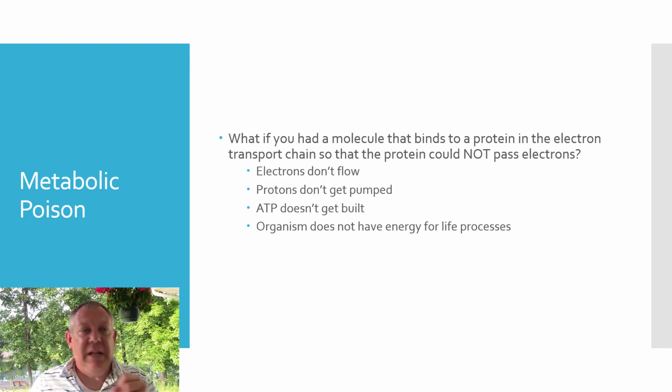So if that happens, now electrons can't flow. This enzyme wants to pass an electron, but that next one in the chain has got something else bound to it. Well, if that happens, electrons don't flow, protons don't get pumped. If protons don't get pumped, ATP doesn't get built. And so then the organism is going to run out of energy. It's going to run out of ATP very quickly.